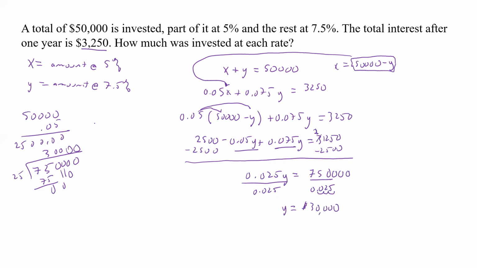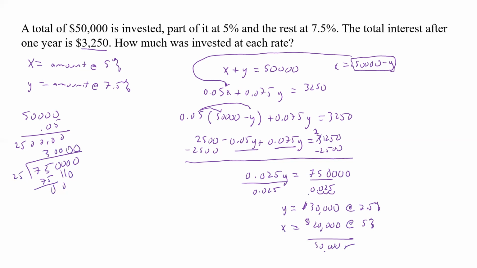$30,000 in the 7.5%. Well, if that's the case, X has to be $20,000 because the total was $50,000. So 50 minus 30 is 20. And so $30,000 at 7.5% and $20,000 at the 5%. Okay. So does X plus Y equal 50? Well, yeah, we can add those two together and we get 50,000. So the first one checks.